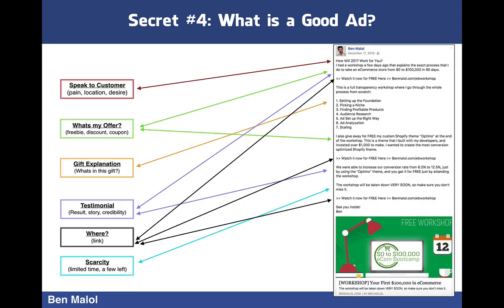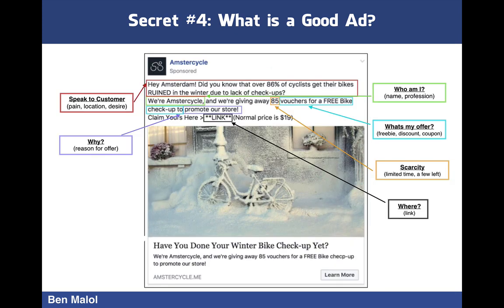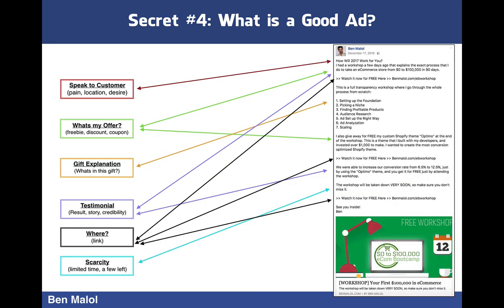Or here, for example, I have a longer ad. Here I'm actually selling something more expensive, a $297 product, so it's a bit longer than this short ad. Here I'm giving a free voucher, but here I'm trying to sell a product. Other than that, this is aimed at my list as well. I won't aim this at cold traffic because it will probably not sell. So I'm speaking to the customer, right? How will 2017 work for you? What's my offer? Free workshop, free custom Shopify theme, gift explanation. The gift is the offer explanation, right? So what is the gift? What is the offer?